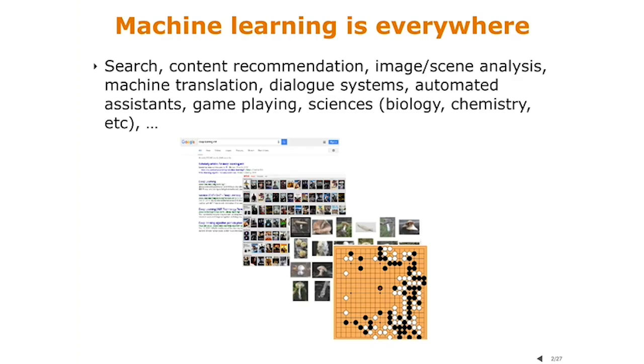Going a step further, automated assistants like Amazon Alexa, Google Assistant, or Siri, they all run on top of machine learning algorithms. Machine learning is used to interpret speech to natural language, how the natural language itself is interpreted, how it's mapped to content that you're looking for or the commands that you are interested in executing.